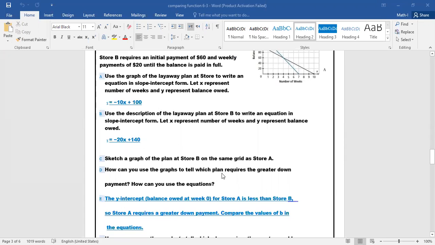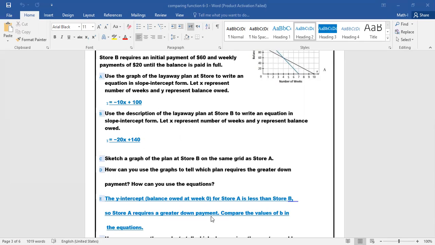How can you use the graph to tell which plan required the greater down payment? Greater down payment, so we have to look at the y-intercept. The first one is 100 and the second one is 140. Then which one has a greater payment? The second one, which is 140, graph B. So store B required a greater down payment: the y-intercept, the balance owed at 0 for store A, is less than store B.